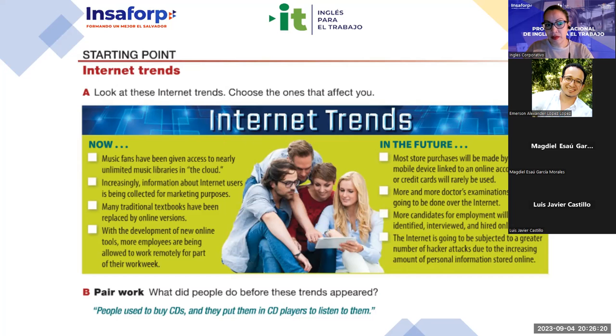The third one, many traditional textbooks have been replaced by online versions. Well, we used to go to public libraries downtown or universities, or buy secondhand books downtown. Yeah, buying secondhand books, that's right.